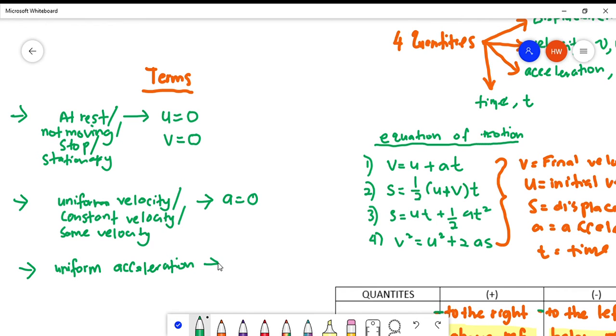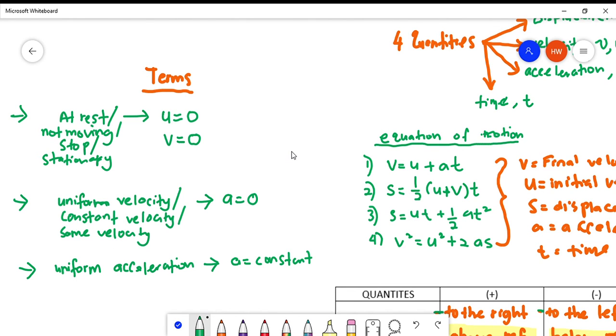Okay, uniform acceleration dia tidak menunjukkan nilai A itu adalah 0. Uniform acceleration maksudnya A dia sentiasa constant. Okay, A is always constant. Nilai dia sentiasa, kalau 2 saja, maksudnya kadar penambahan velocity tu 2, 4, 6, 8, 10, 12. Okay, itu maksud the difference between uniform velocity and uniform acceleration.